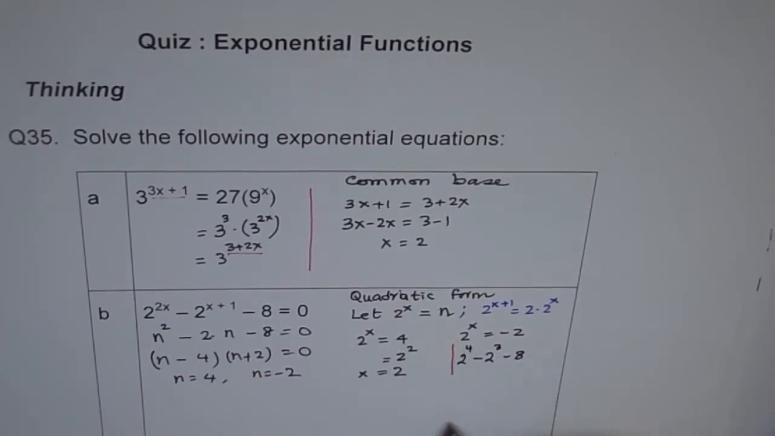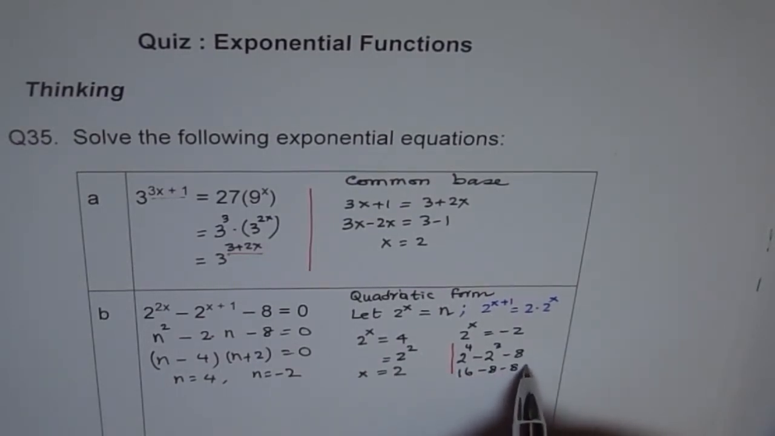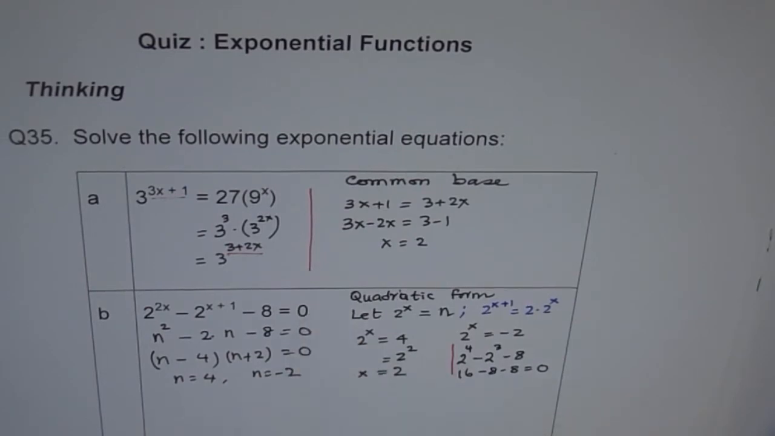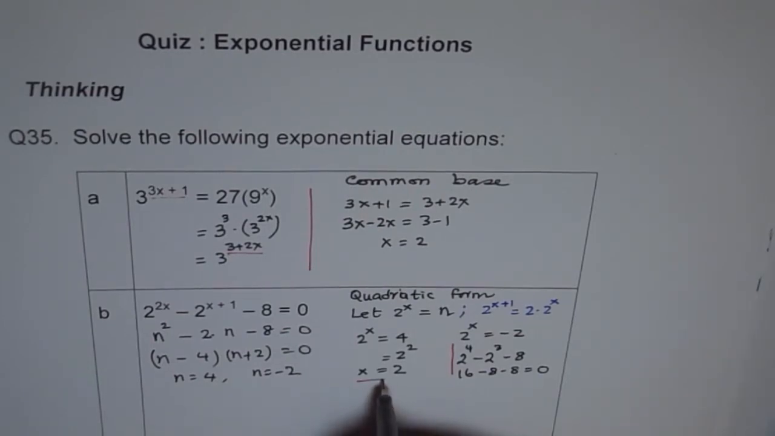So what is 2 to the power of 4? 2 times 2 is 4, 4 times 2 is 8, 8 times 2 is 16, so I get 16, and here it's just minus 8 and minus 8. If I do that, I get 0. So it works perfectly fine. So that's the solution, right? So my solution is x equals 2.